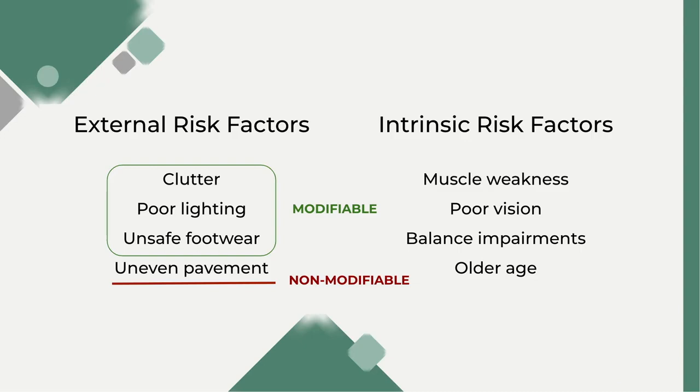Now, moving on to the intrinsic risk factors, muscle weakness, poor vision, and balance impairments are considered modifiable. You could argue poor vision has some components that are non-modifiable, but at least wearing glasses and having the right prescription are modifiable and we can do something about it. On the other hand, older age cannot be modified. It's not something we can change. So I, again, like to focus on the modifiable risk factors when working with my patients.